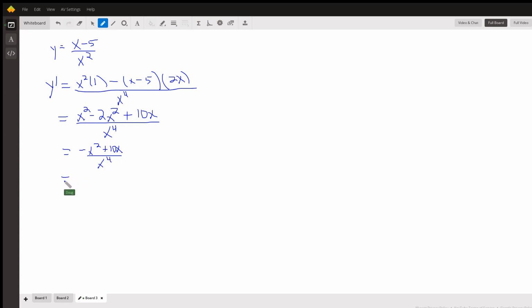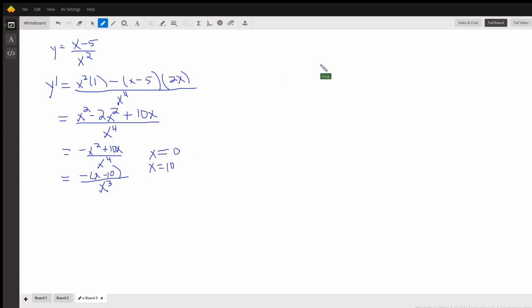We can factor out an x and cancel. So we'll get minus, I factored out a minus. And then the x cancels. So for sure, the critical numbers are x equals 0 because that's where the first derivative is undefined, and also at x equals 10.